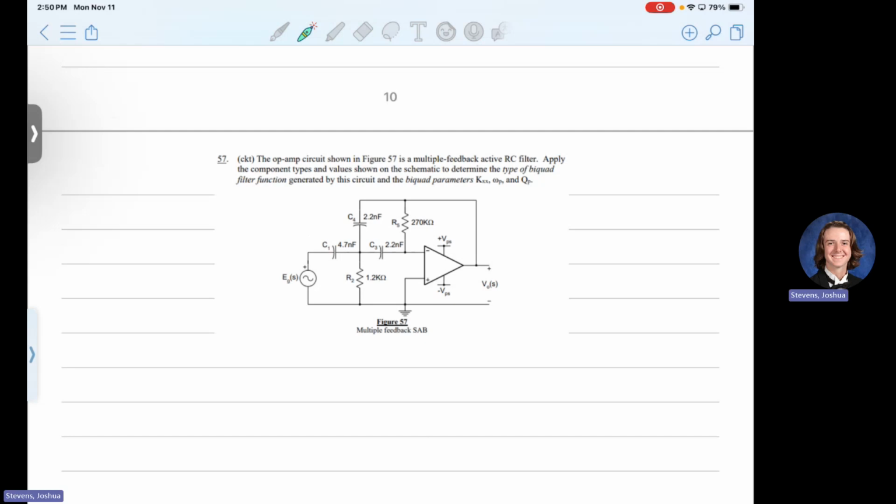It says KXX because that K is usually a gain factor, but the XX tells you what type of filter it is. So it could be HP for high pass, BP for band pass, or LP for low pass.